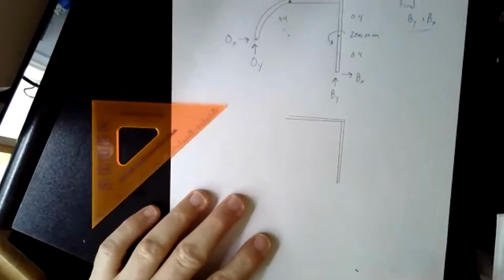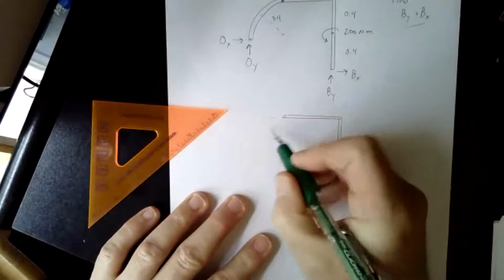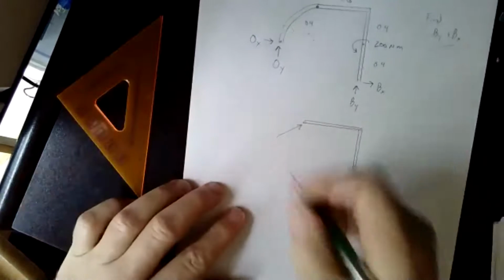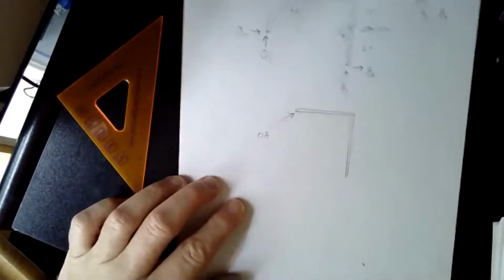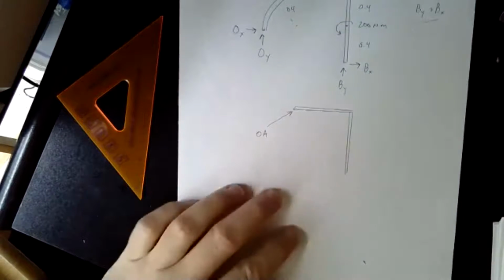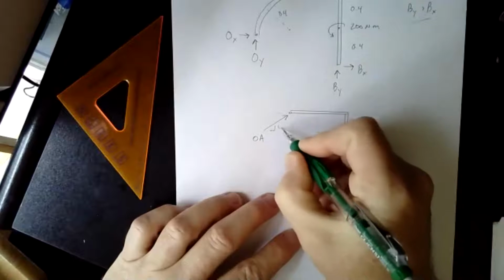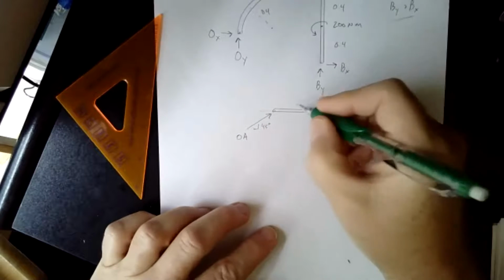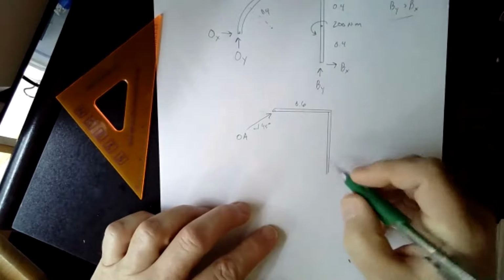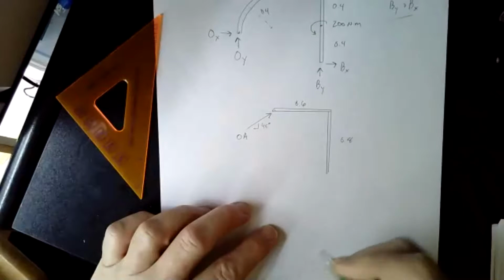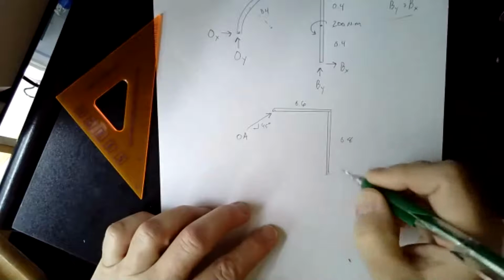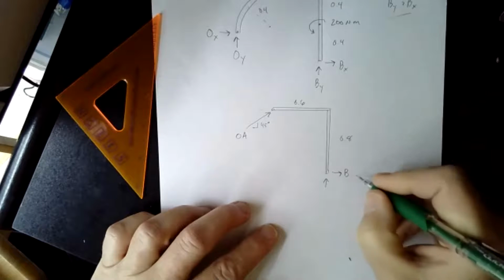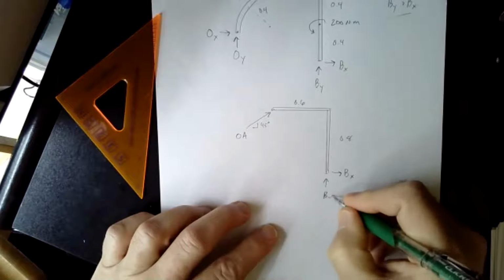Okay, so not super pretty, but we know that OA is going to be pointing in that direction. We know that's going to be 45 degrees because it's a quarter circle. And since we know this distance and we know this whole distance is 0.8, where the moment is really doesn't matter because it's a free moment, like all moments. So we have BX and BY.